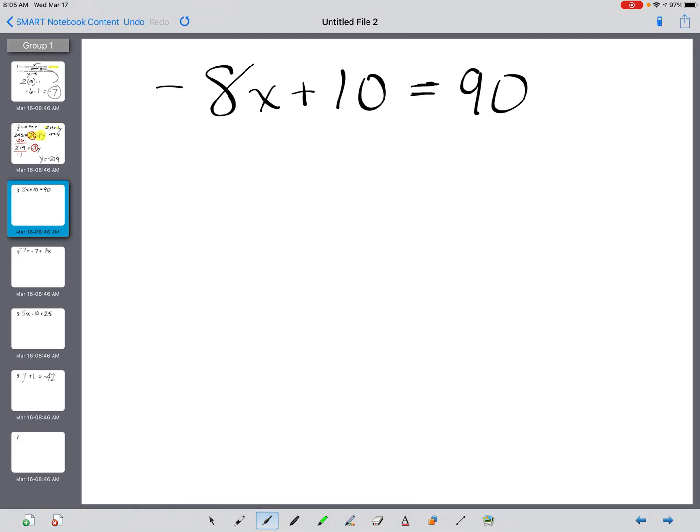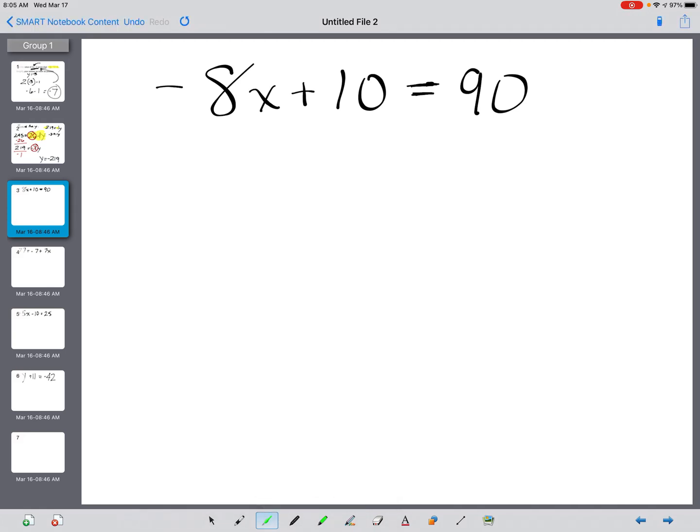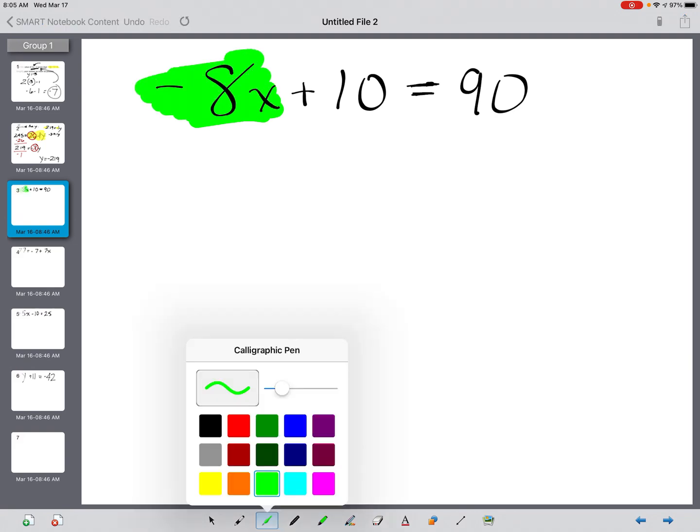In this case, if you look at the equal sign here, let's just accentuate it a little bit. There it is. On the left side, you have negative 8x plus 10. You have that expression there. And on the right side of it, you have 90. And so obviously the variable term lies on the left side, and we're going to begin our work over there.